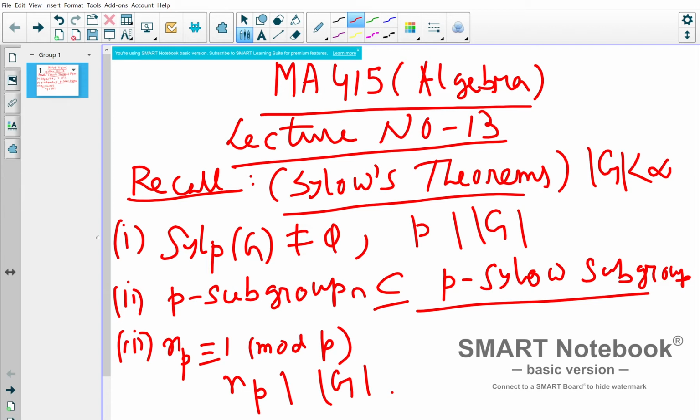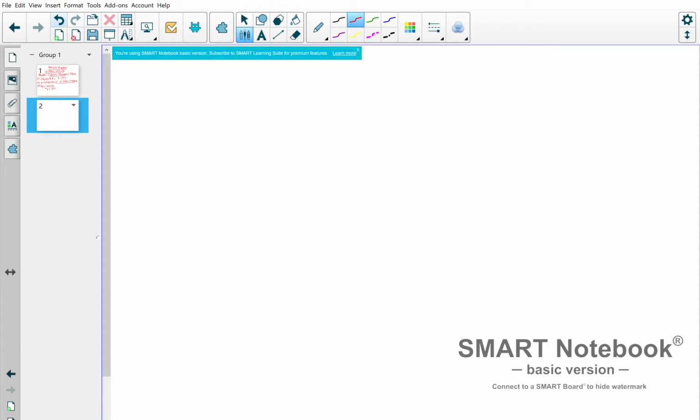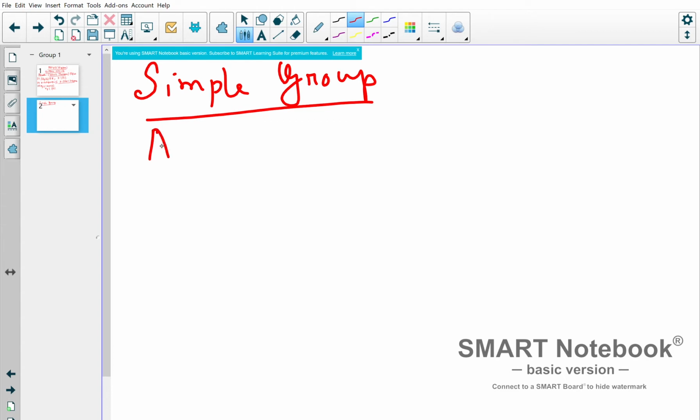There are many applications of Sylow's theorems, and one of the most important applications is to check whether a group is simple or not. So let me define what we mean by a simple group.